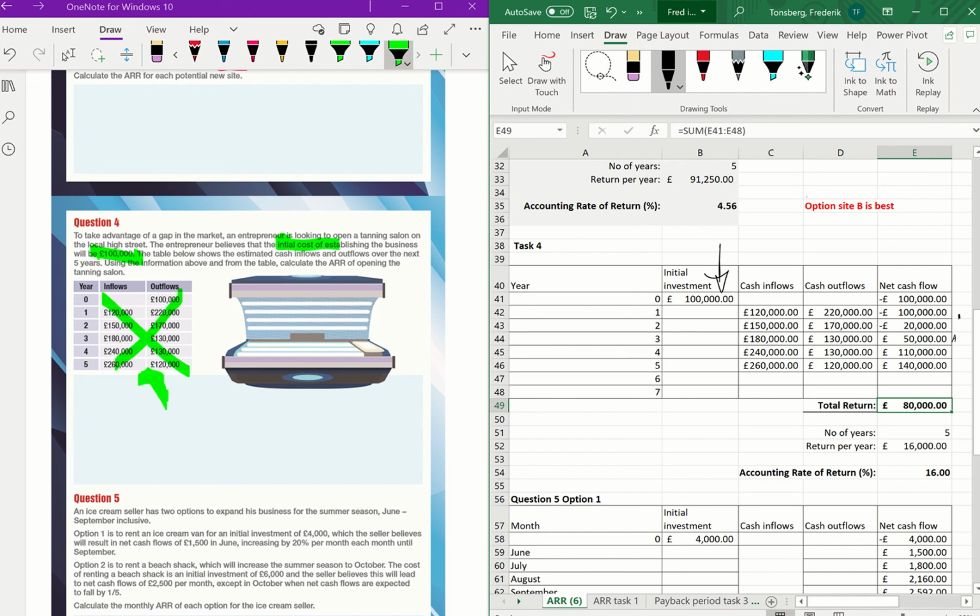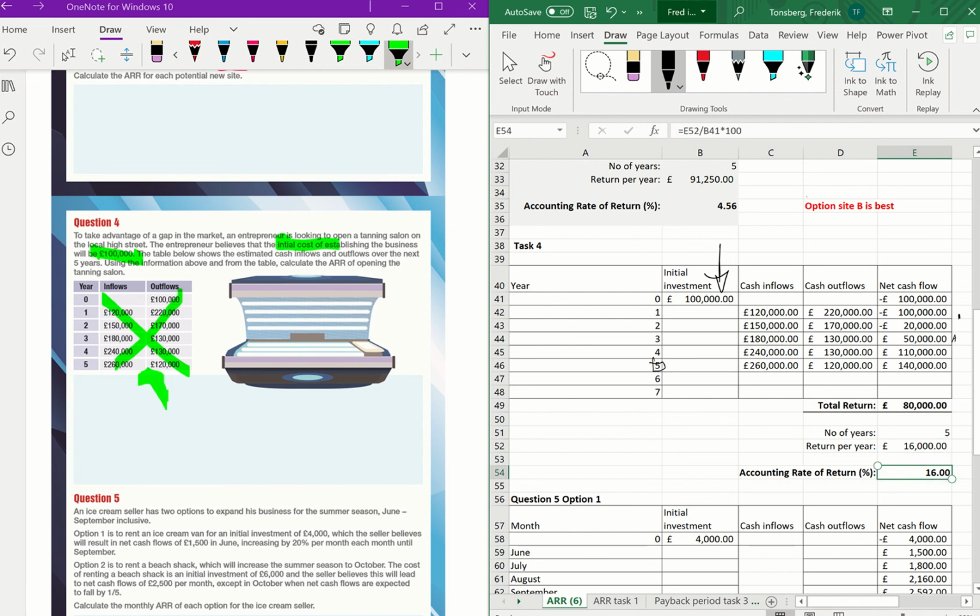But now it should be fairly normal in that this is happening across, we can see 5 years. 5 is the last year. So we then say the return per year is going to be 80,000 pounds divided by 5. And that gives us a return per year of 16,000 pounds.